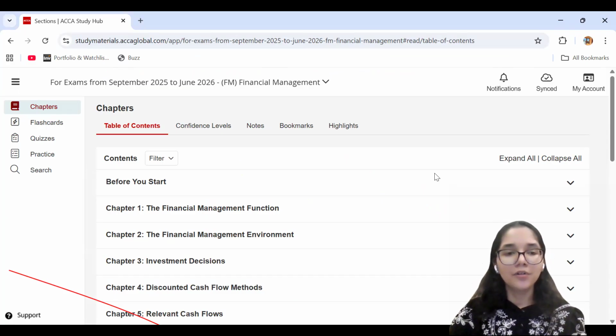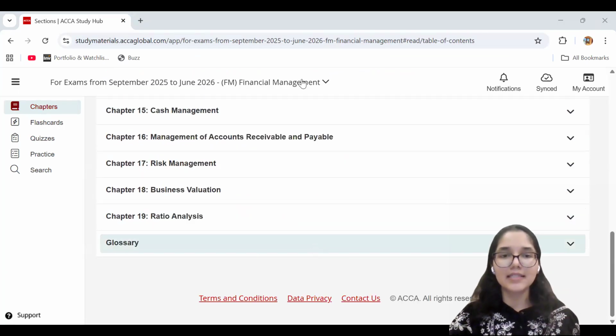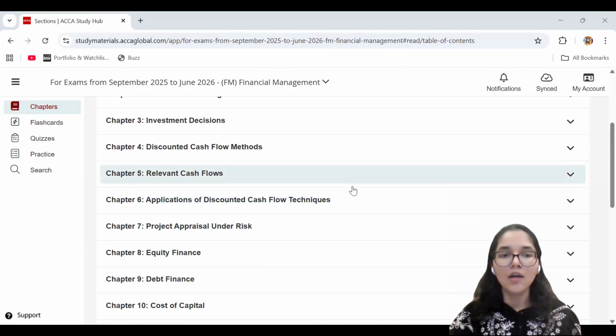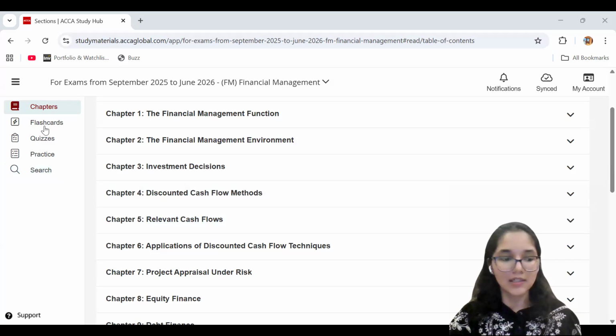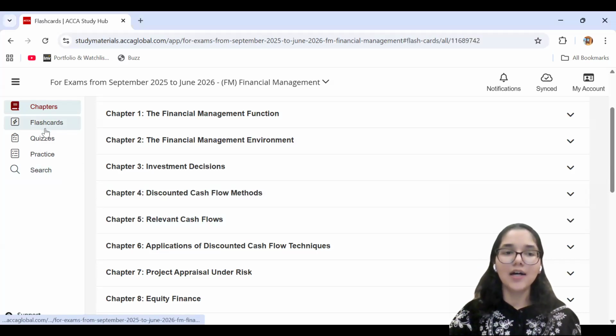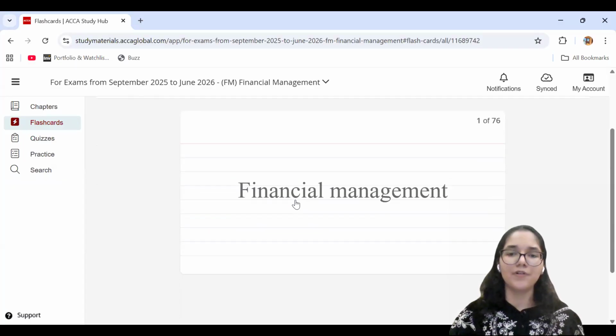Okay. So these are the syllabus chapters which the ACCA has provided to us over here. 19 chapters are there in total, 1 to 19. These are all the different chapters which we have as a part of the syllabus. Here we have flashcards. Flashcards will be primarily useful for you when it is the time of revision.